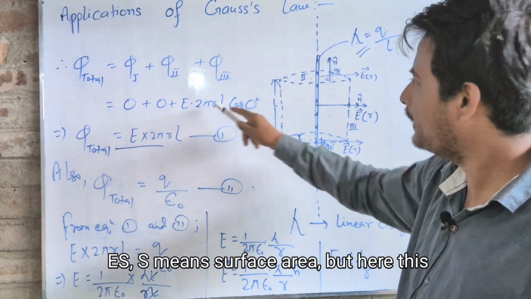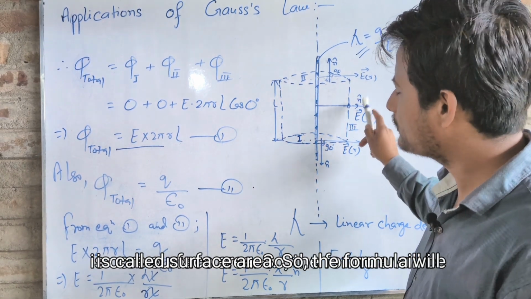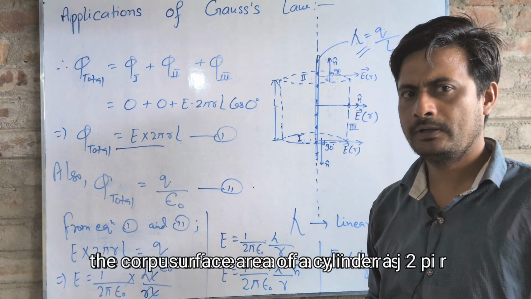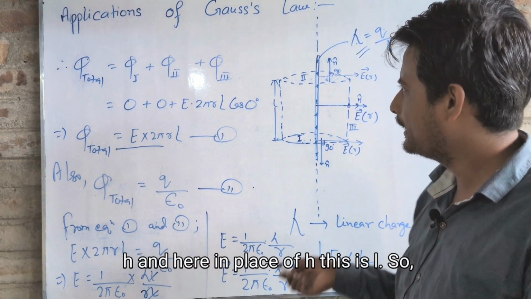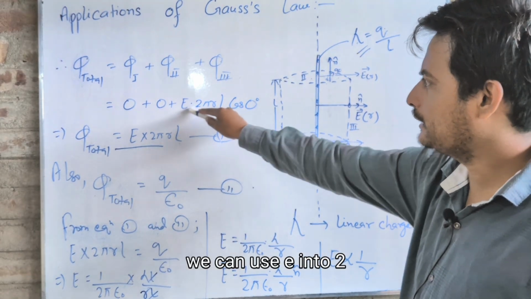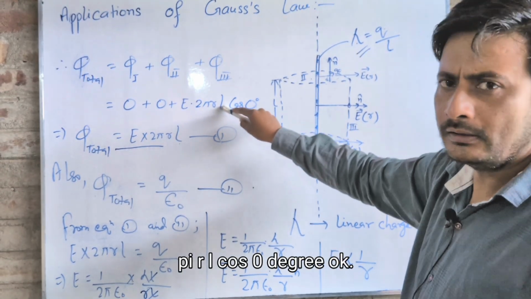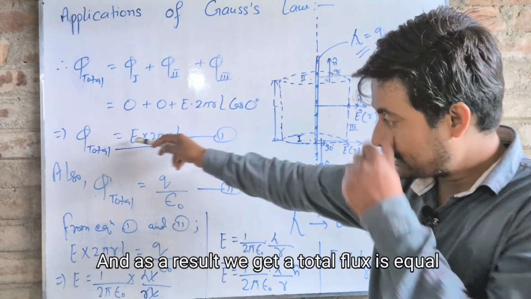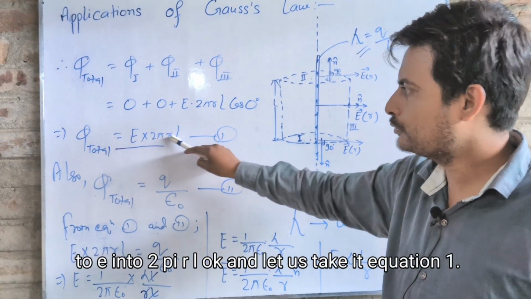S means surface area, but here this is the curved surface area, so the formula will be 2 pi r h. The curved surface area of a cylinder is 2 pi r h, and here in place of h we use L, so we can use E into 2 pi r L cos 0 degrees. Okay, and as a result we get the total flux is equal to E into 2 pi r L.